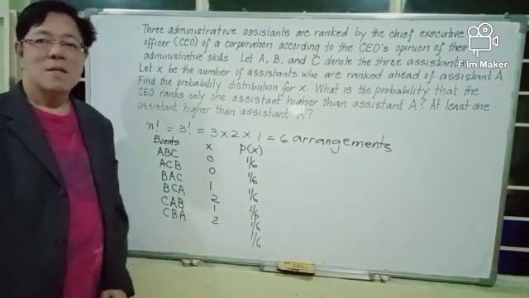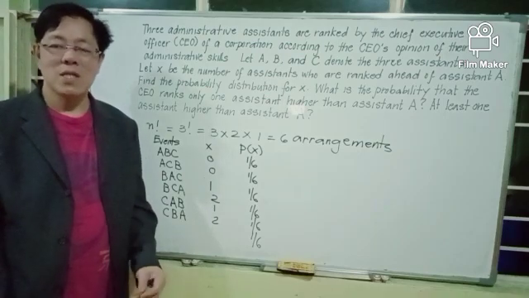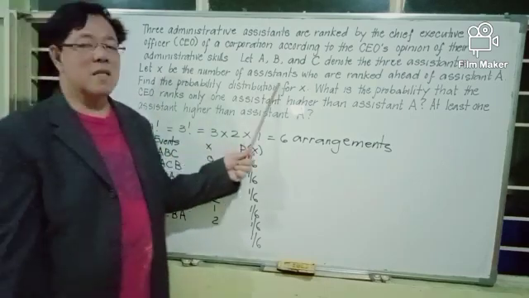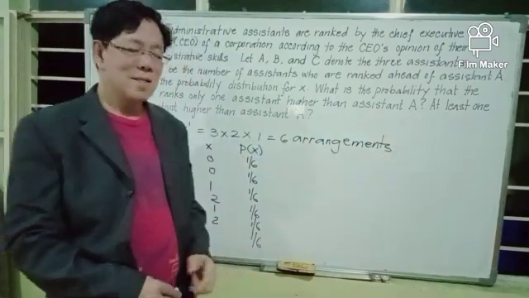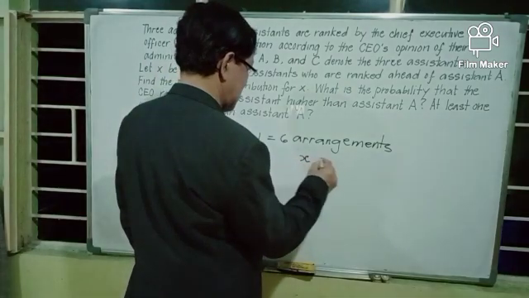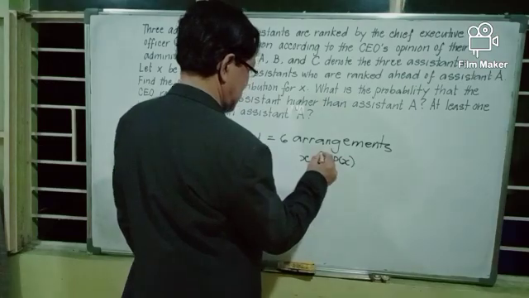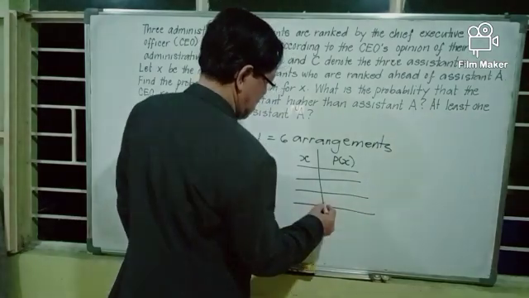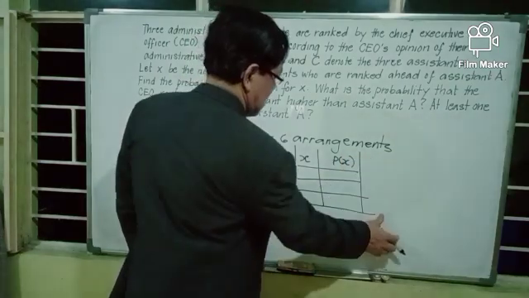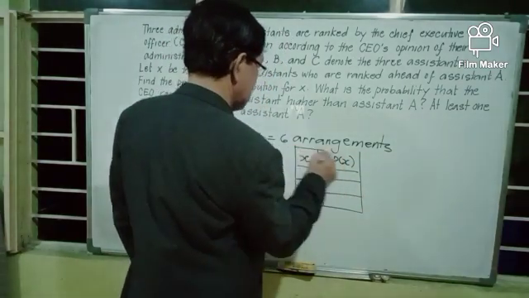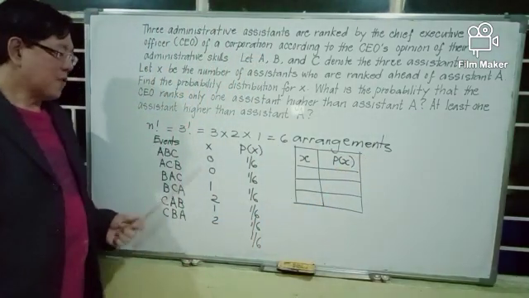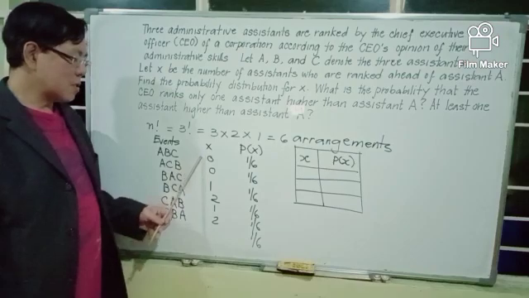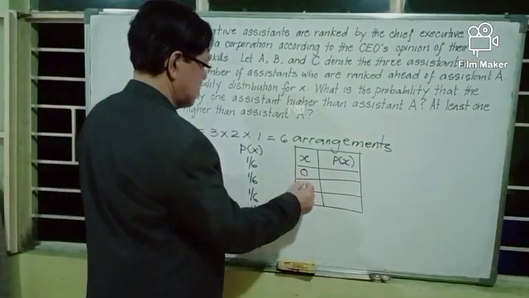Now we summarize this table into a more compact table, and we will call it the probability distribution for the discrete random variable x, the number of assistants who are ranked ahead of assistant A. From this table, you can see that there are 3 possible values of the discrete random variable x, and those are 0, 1, and 2.